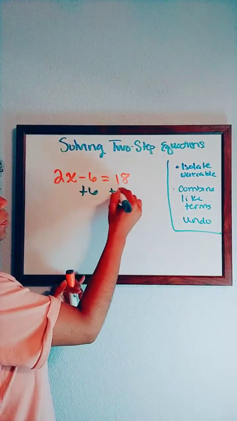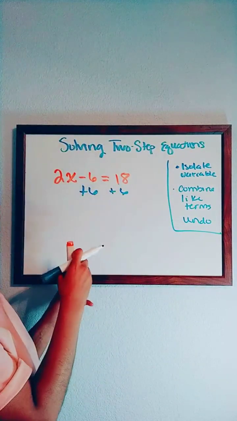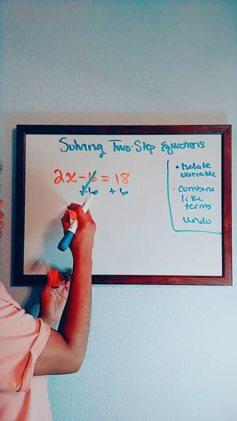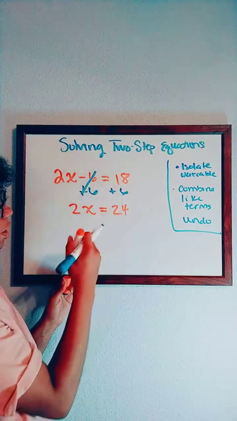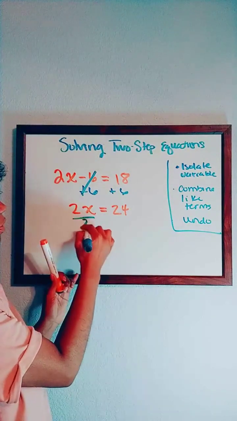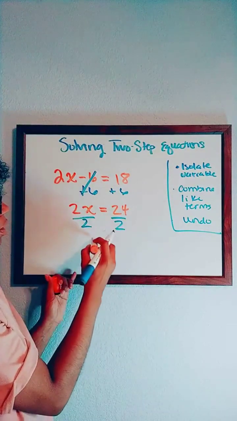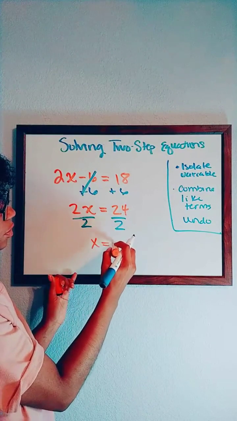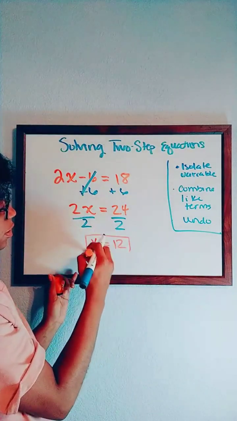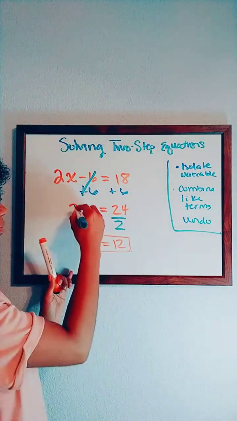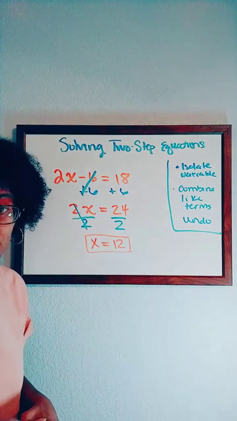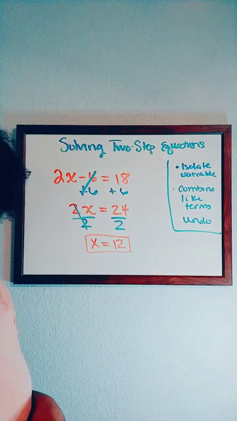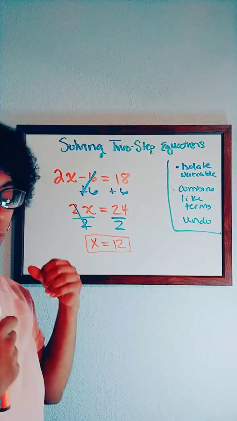So add 6 to both sides. That's going to give me 2x is equal to 24. And then divide both sides by 2. And then x is equal to 12. Perfect. Perfecto, everybody. Y'all are doing amazing.